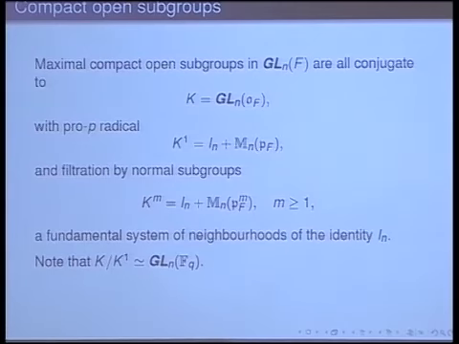And so one first remark is that if you look at the quotient of the maximal compact by its pro-p radical, what do you get? Well, you just get GL_N over a finite field, over the residue field. So this is where these finite groups are going to come in.